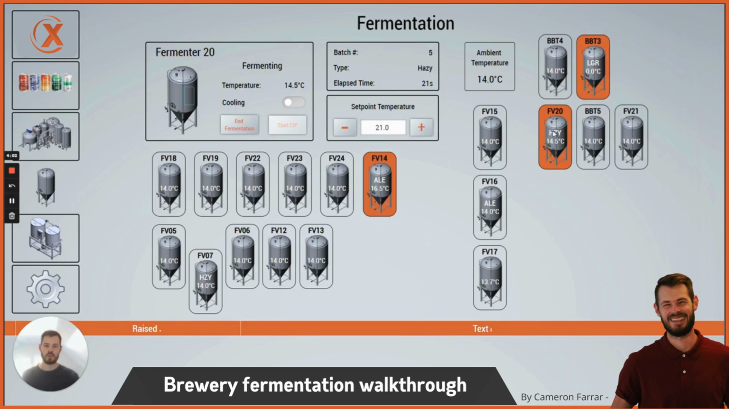It's obviously started at 14 degrees. I've sped this up a little bit to make it go a little bit faster. But say our set point temperature was a little bit lower. You can see the glycol comes on. That's shown here and here actually. And it starts cooling it down. And similarly, if we put that temperature back up, it'll continue to rise as it ferments.